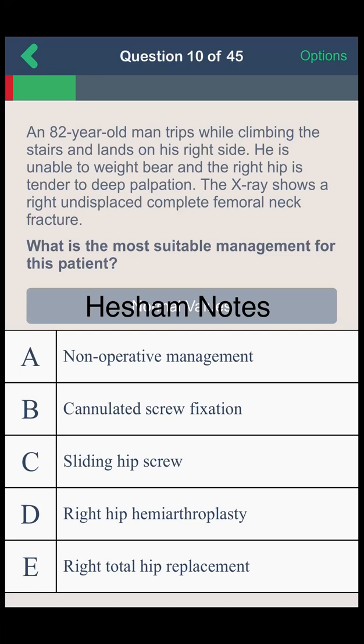An 83-year-old man trips while climbing the stair and lands on his right side. He is unable to weight bear, and the right hip is tender to deep palpation. X-ray shows a right undisplaced complete femoral neck fracture. What is the most suitable management for this patient? Non-operative management, cannulated screw fixation, sliding hip screw, right hip hemiarthroplasty, right total hip replacement.